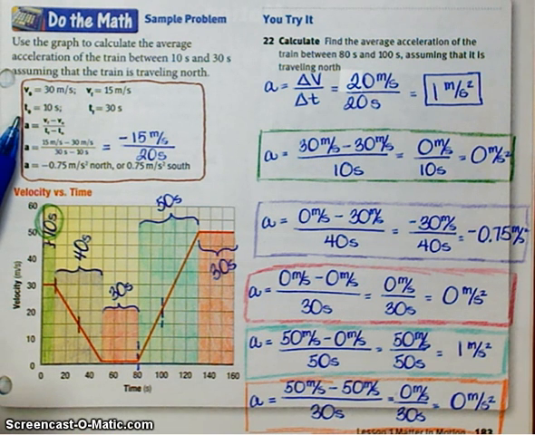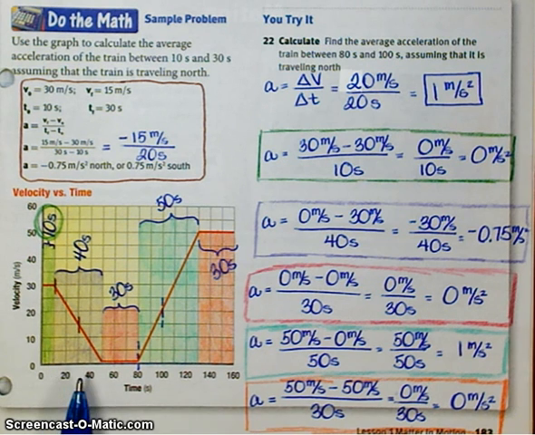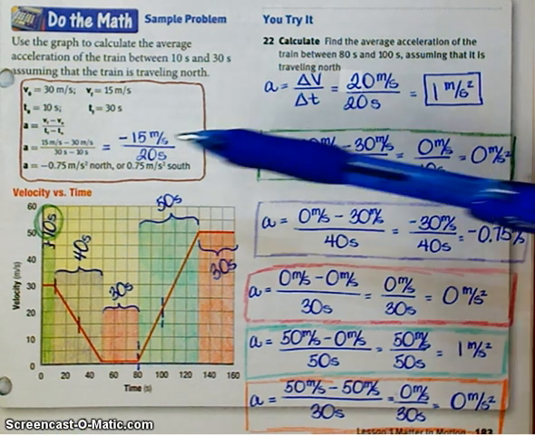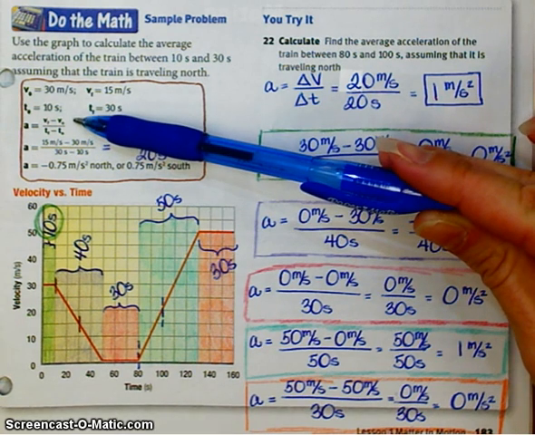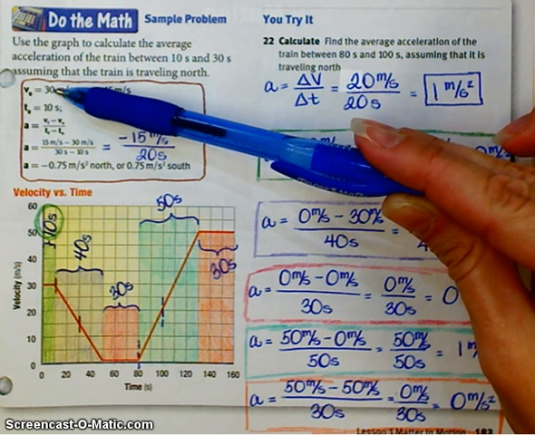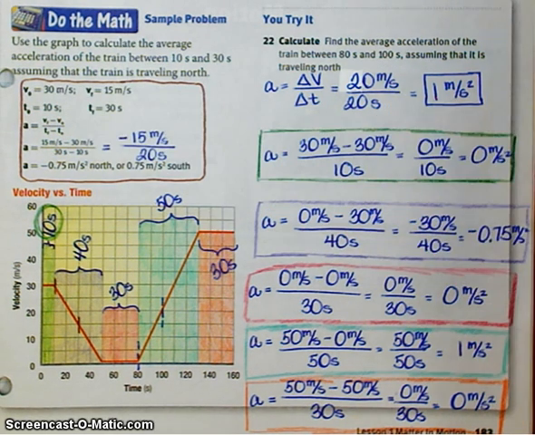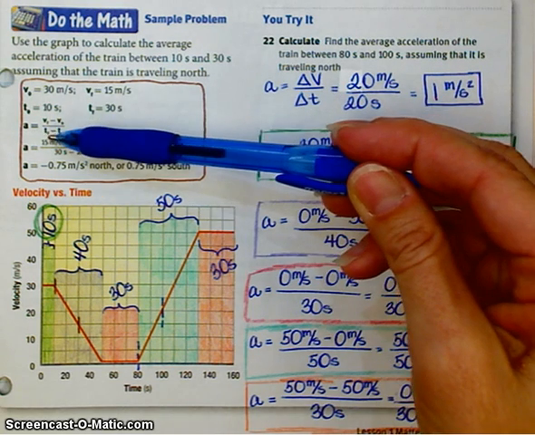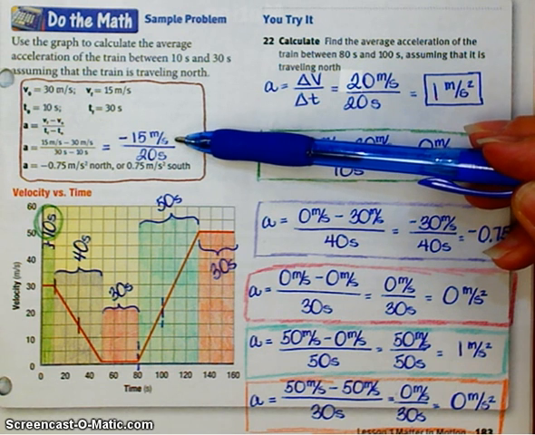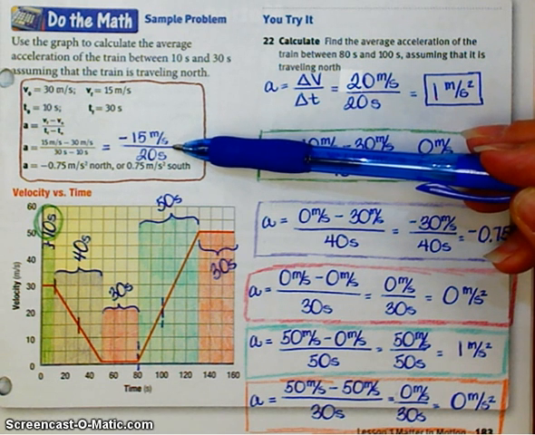Our beginning time is 10 seconds, and our ending time is 30 seconds. So you just simply plug it into the formula, final velocity minus initial velocity, 15 minus 30, and that's going to give you a negative 15. The negative really just is telling you it's slowing down and not speeding up. And then final time minus initial time. So you get negative 15 meters per second on top, and you get 20 seconds on bottom.